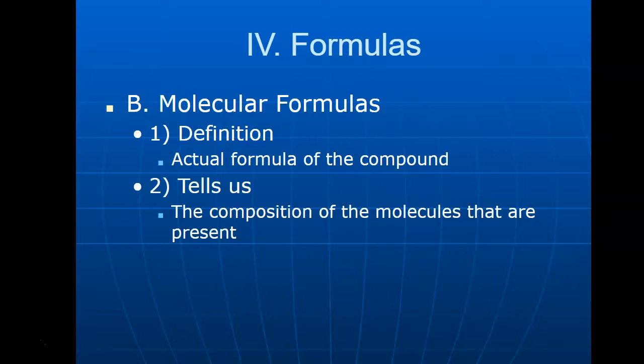So for example, glucose is C6H12O6. That's its actual molecular formula. But if we look at that, all of those numbers at the bottom can be divided by 6, so they're not actually in their simplest whole number ratio. If we were to simplify them, we would get CH2O. That would be our empirical formula. So oftentimes empirical and molecular formulas do not match, but sometimes they do.